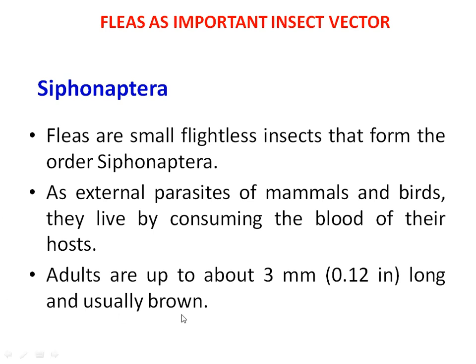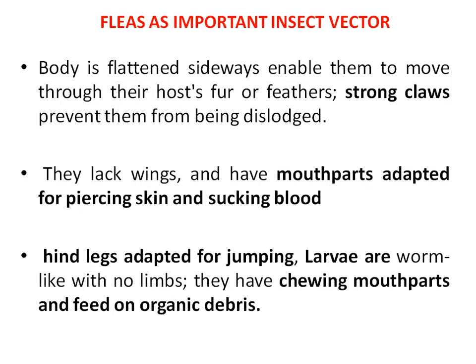Adult fleas are up to 3 millimeters in length and usually brown in color. The body is flattened sideways, enabling them to move through the host's fur or feathers. This streamlined body is helpful for the fleas to move from one place to another in the feathers and also in the hairs.